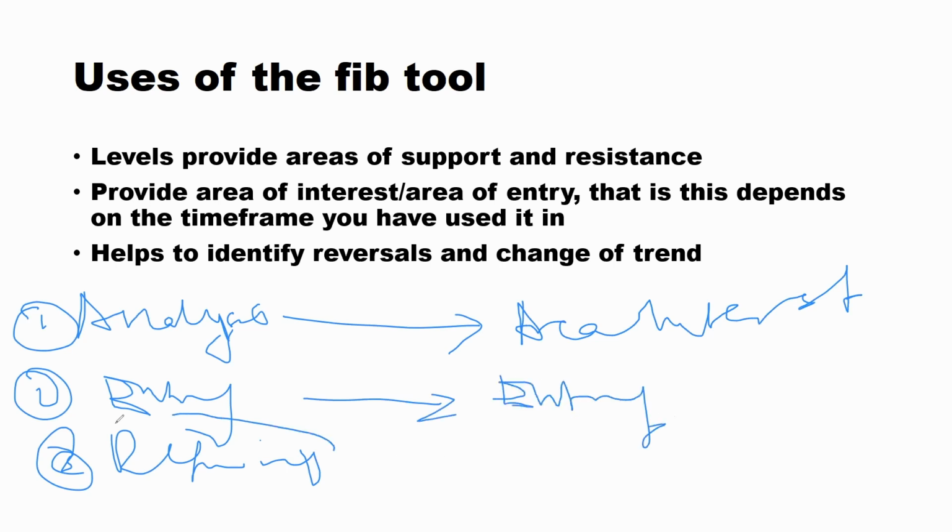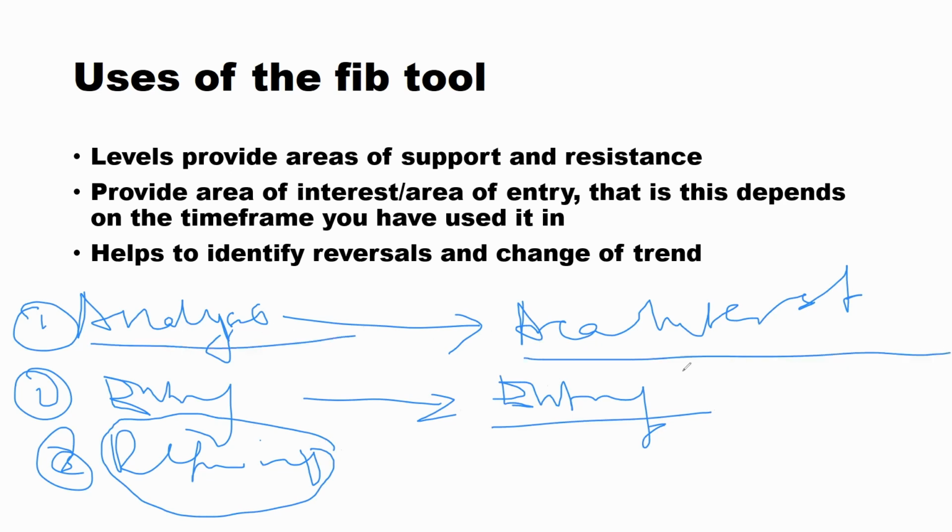We do not draw it in the refining time frame because there we're just refining to get a better risk to reward ratio of the entry that we have taken. So if you're drawing it in the entry time frame, it gives the area of entry. If you're drawing it in the analysis time frame, it gives your area of interest. We do not take trades from an area of interest, but we observe change of trend when we go to our entry time frame.